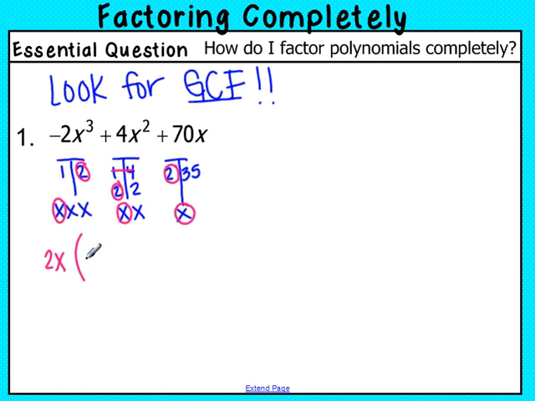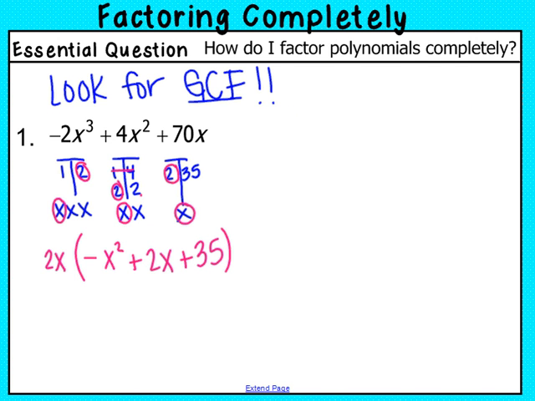Then you're going to write what's left. So there was a negative in the front. I have 2 x's left over. Okay, then there was a positive. I have 2 and then 1x. And then right here, I just have a 35 left. Okay, now this would have been perfect on Monday. I would have been happy with this.